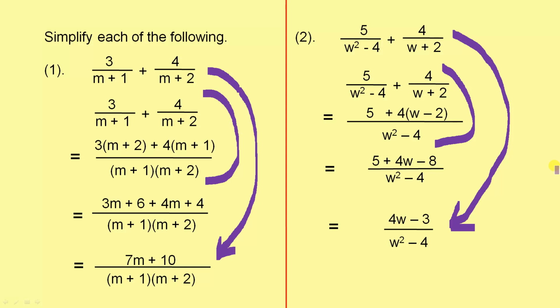So this video has shown us how to add algebraic fractions together, and all we do, we look at the two denominators, we work out what the lowest common multiple is, which is whatever that is. Each of those denominators divide into that, and then we take it from there.